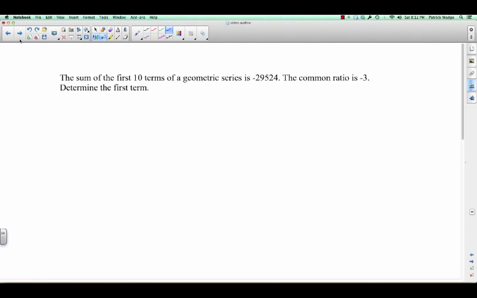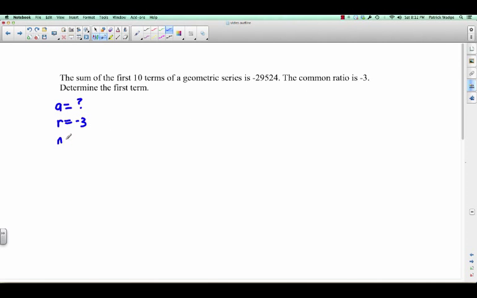Next one, the sum of the first 10 terms of a geometric series is blah blah blah. The common ratio is negative 3. Determine the first term. So, do we know a, the first term? Obviously not. That's what we're figuring out. Do we know what r value is? Yeah, the common ratio is negative 3.